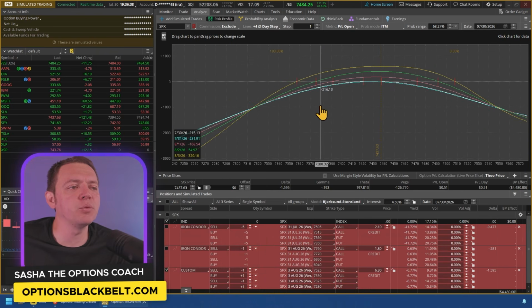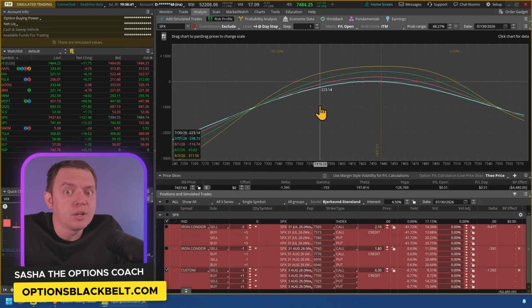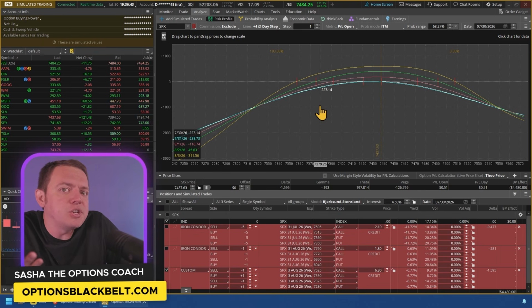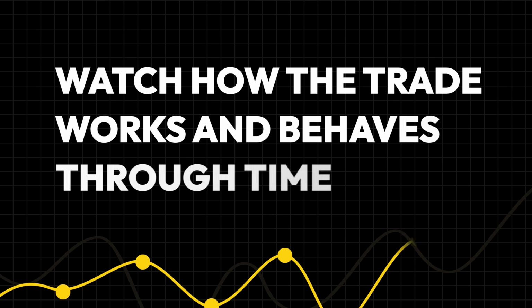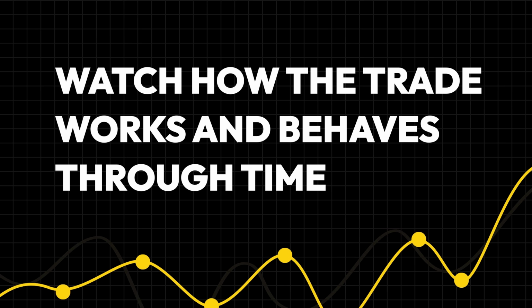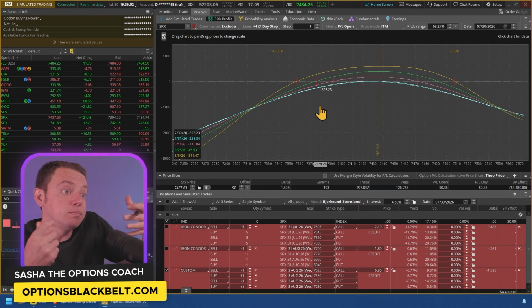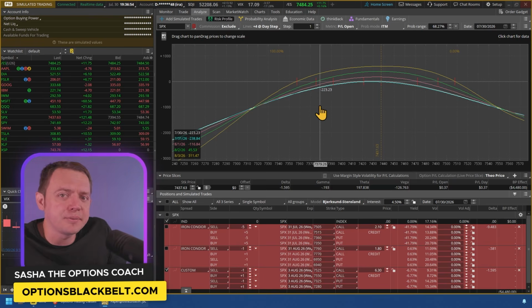And that's what people don't realize, is they're looking at these risk profile pictures and they're showing them the expiration, and they're not looking at it through time. So watch how this works and behaves through time, because that'll give you a better insight of how the trade moves across its lifespan.